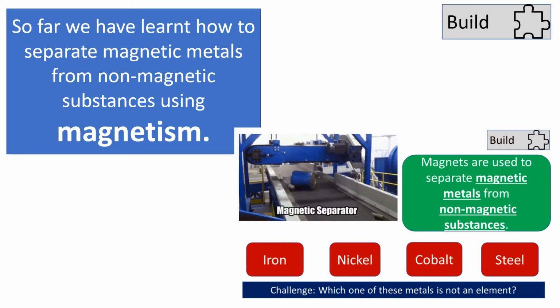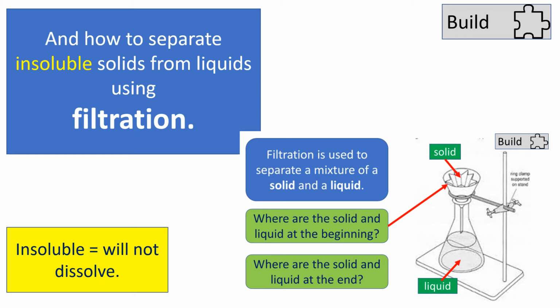In our previous lessons, we started looking at ways we can separate different types of mixture. First of all, we looked at magnetism, using it to separate magnetic metals from non-magnetic substances. Then we looked at filtration as a method of separating insoluble solids from liquids. Insoluble means it will not dissolve.